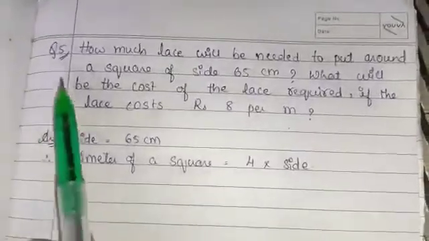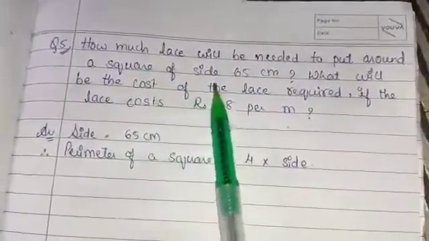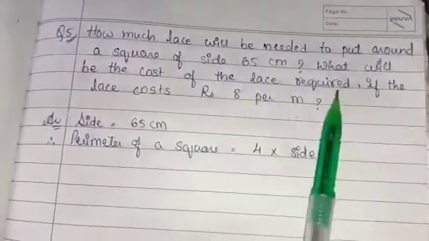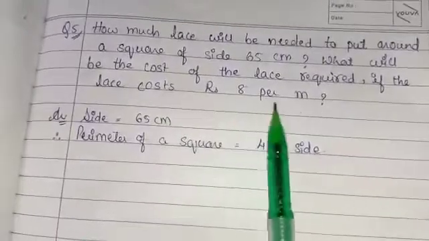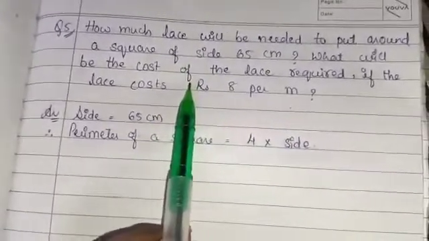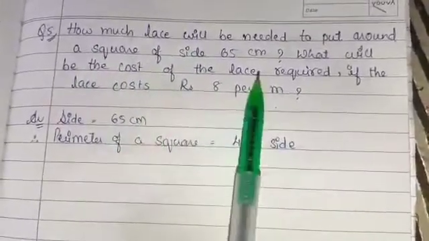Now question number 5. How much lace will be needed to put around a square of side 65 centimeter? What will be the cost of the lace required if the lace costs rupees 8 per meter? Now here there are two questions, so we should solve only one part of the question and the second part we will solve later on.